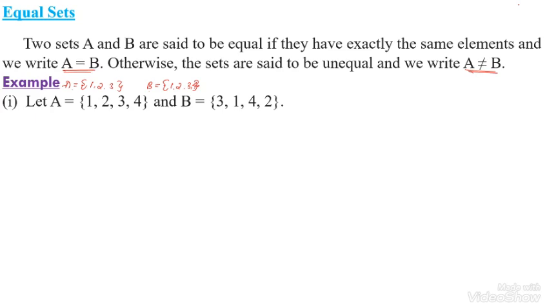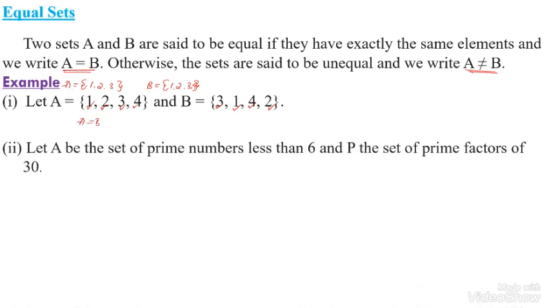Example: first one, let A be a set and B is also a set. Here A contains the elements 1, 2, 3, 4 and B contains the elements 3, 1, 4, 2. While observing A and B, 1 is there, here also 1, 2, 3, 4. Set A contains 4 elements, set B also contains 4 elements, and those 4 elements are equal. Therefore, A and B are equal sets.